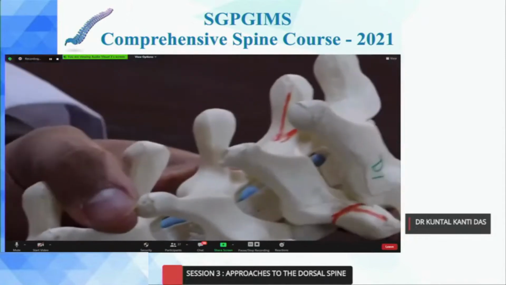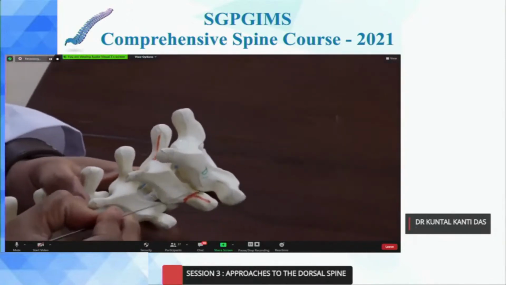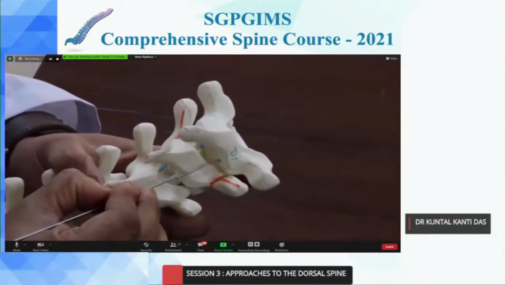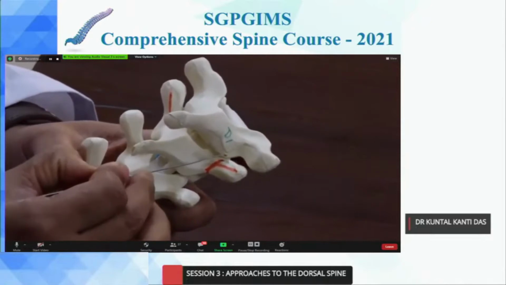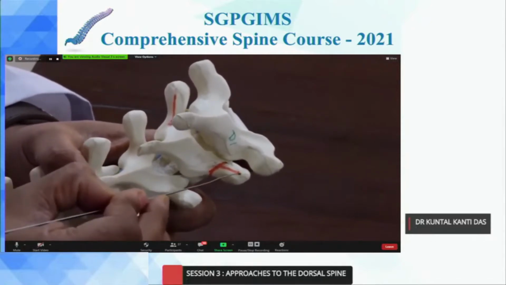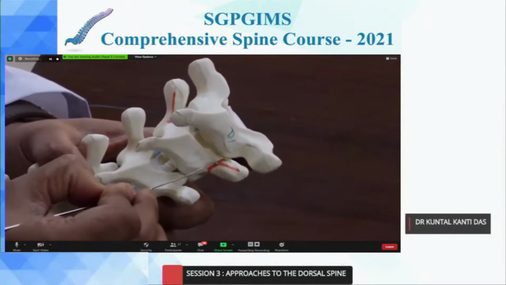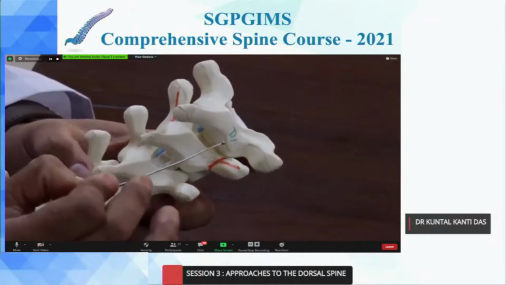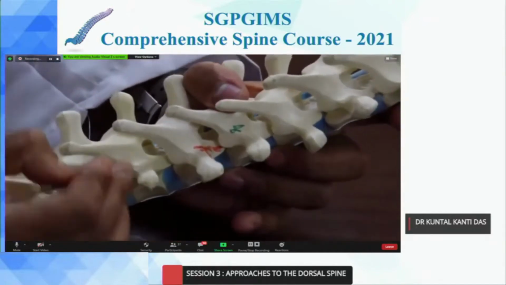The same principle applies to the upper dorsal spine. You find the facet joint by the technique that I have mentioned. You see the superior articular facet, you will draw a line just lateral to the superior articular facet. You draw another line that bisects the transverse process, and the point of intersection of the two is your screw entry point. Now let us see how the things become different in the mid dorsal segment.